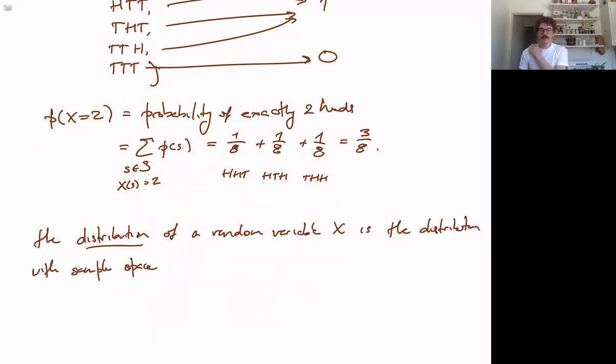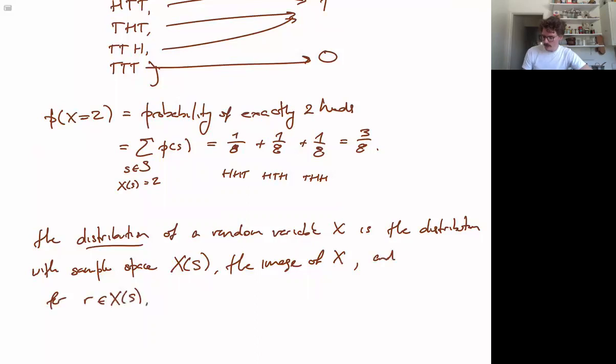So remember, what do we need to write down a distribution? We need a sample space, first of all, and we need a probability for each element in the sample space. So in this case, the sample space of this distribution is X of S, which is the image of X, which we're thinking of as a function, which we have defined as a function. So this is just the image of that function. And for R in this image, the probability of R is what we defined before as the probability of X equals R. So you can check that if X is a random variable, then this set with these probabilities forms a distribution.